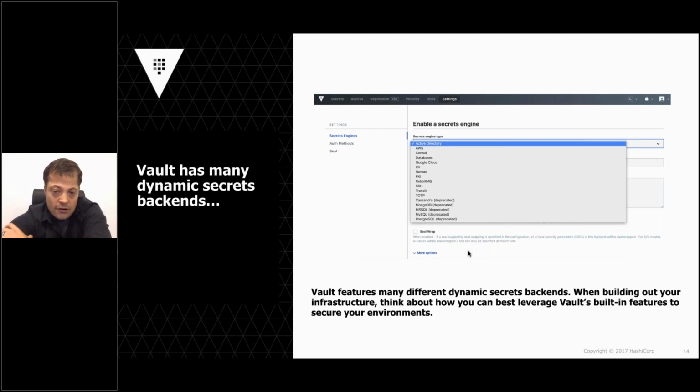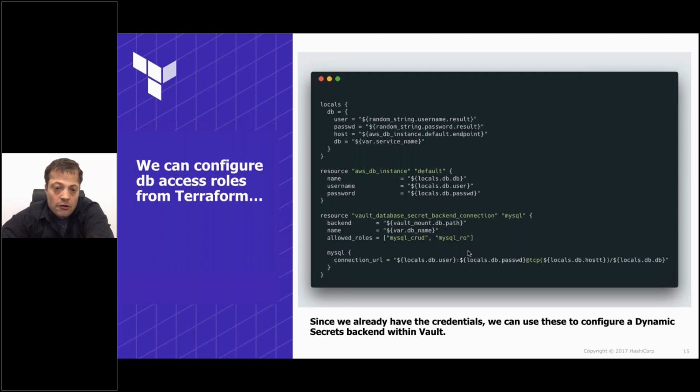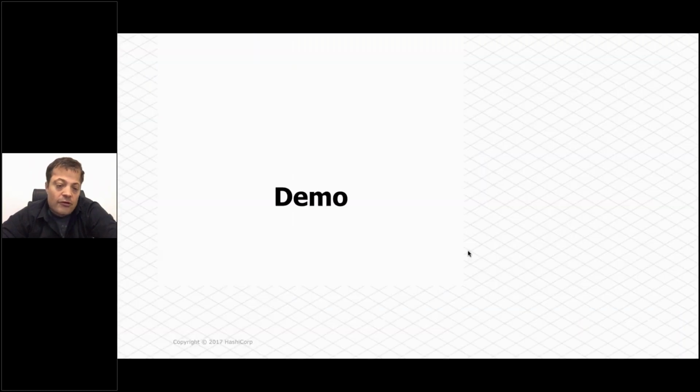So you'll see that we have listed here a bunch of them. In the demo, we're actually going to be using the database secrets engine. So using the credentials that we've used, we can actually do a little bit more configuration in Terraform and use those credentials to configure the backend connection for setting up these automatic roles. So let's go ahead and demonstrate that.